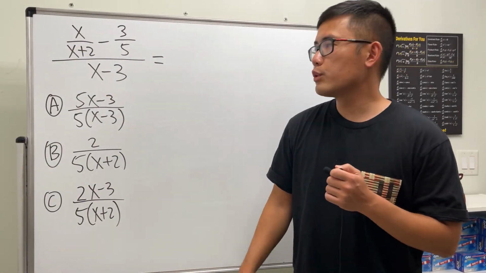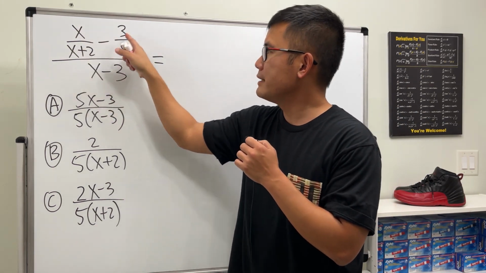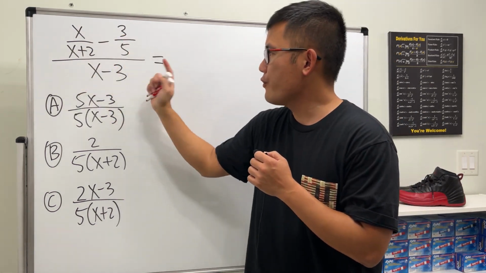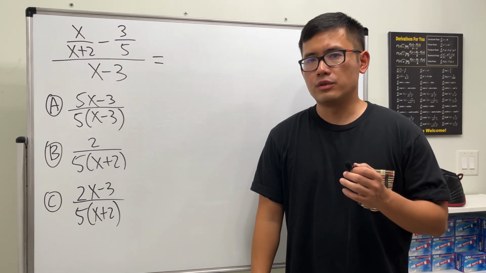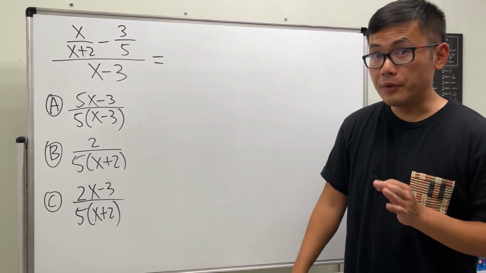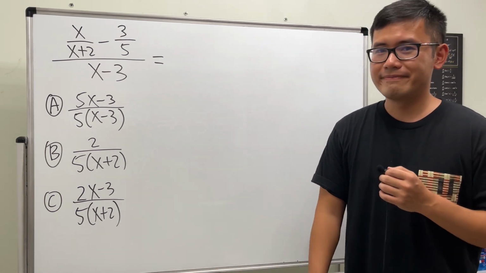Okay, here we are going to see how to simplify this complex fraction. We have x over x plus 2 minus 3 over 5, and then all over x minus 3. There's one common mistake that I see a lot of students make, so I want to point that out. But before that, you know the deal. Please pause the video and try this first.